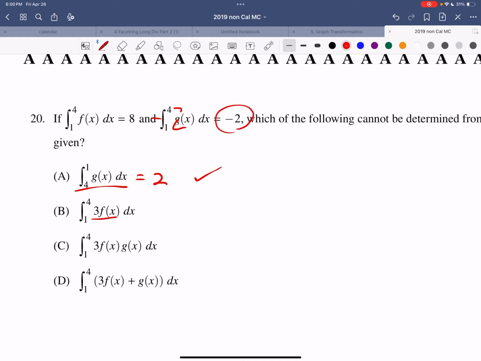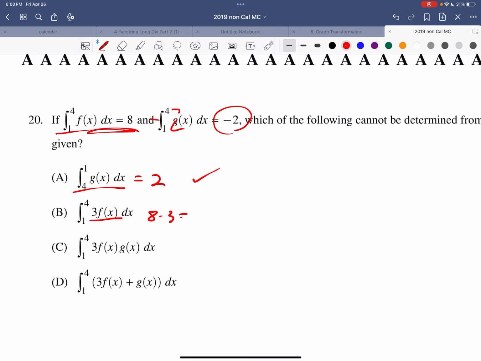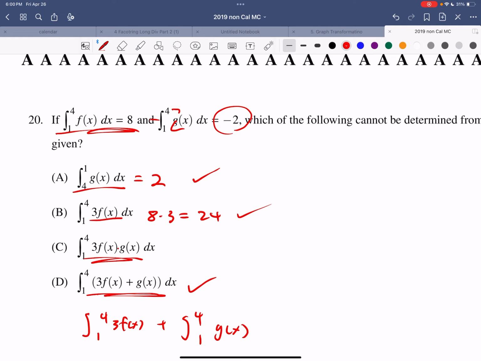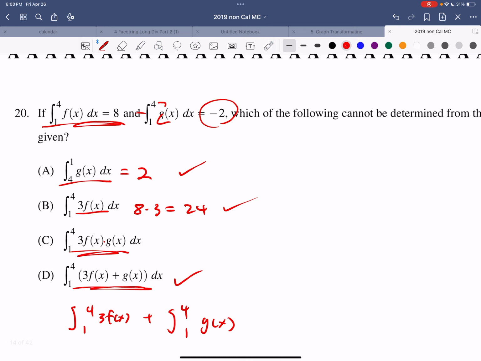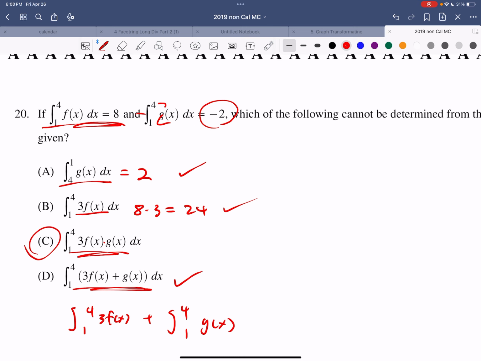Second one. Yeah, 4 to 1, 3 f of x. The only thing you have to do is multiply this one by 3. So 8 times 3, which is 24. So that works as well. Third, you cannot, okay, so here. You cannot do this. This one, you can break it down like this: integral from 1 to 4 of 3 f of x plus integral from 1 to 4 of g of x. You can break it down like this. So this one works, but multiplication, you cannot break it down. It's not just multiplying 8 times negative 2. It's way above that. So it's going to be C.